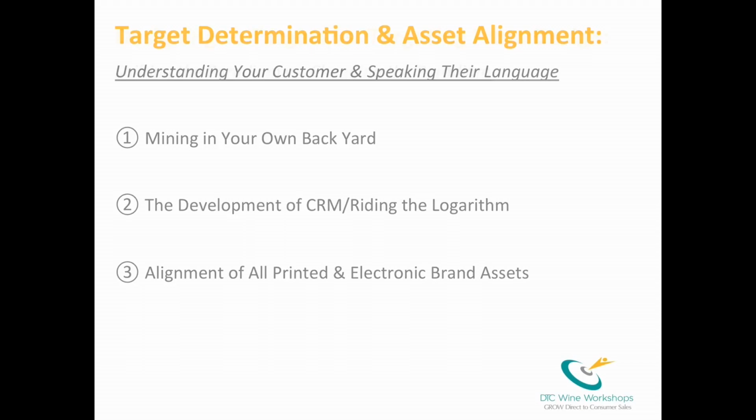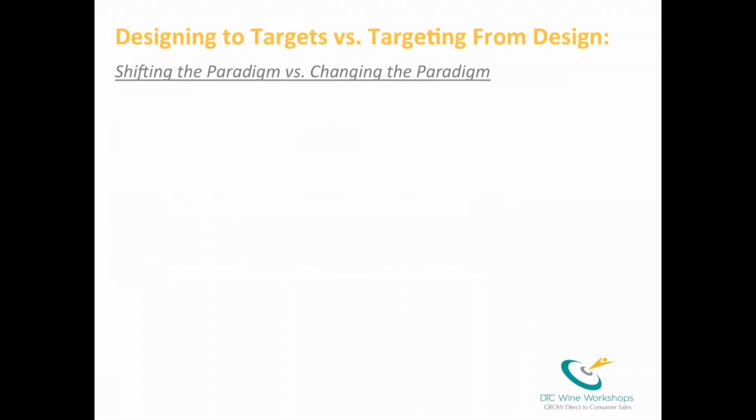So now we're going to talk a little bit about designing to targets and targeting from designs, which, if you don't have a brand, as you begin to understand this, designing to targets would be that now you know who your targets are and you're going to design your first brand to a specific target that you're trying to sell to. For most of the wine industry, the need for a paradigm shift is very real and necessary.